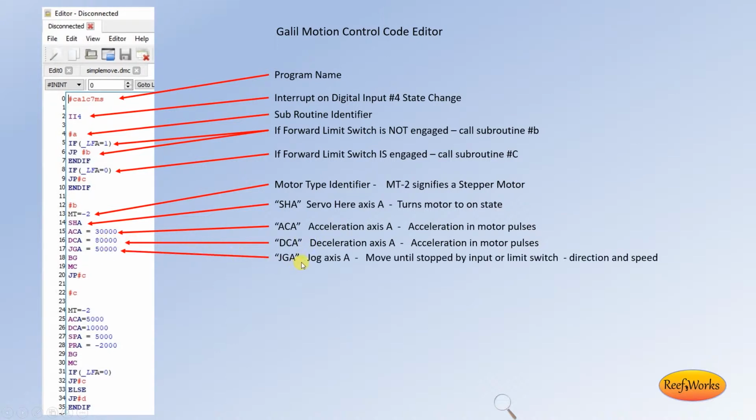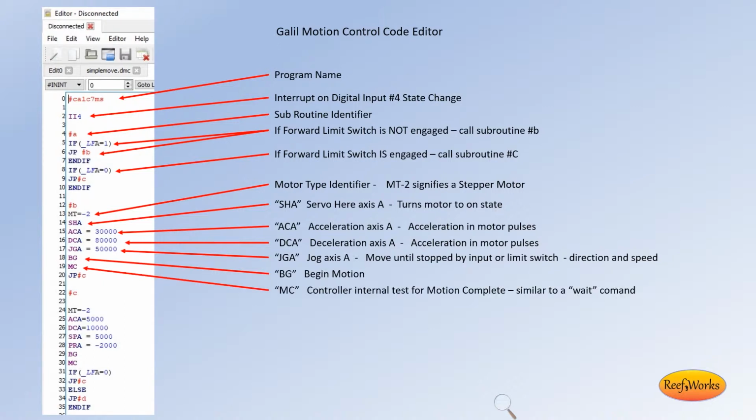second. And here's the jog. Now jog will move the A axis until motion has been stopped by either the interrupt or a limit switch. And the value, if it's positive, it moves forward. If it is negative, it will move in reverse. Then we have to start the action. So we've given the controller all of the information it needs to execute an action. Now we have to tell it to run that action. Now we want to wait on the controller until it's completed its action, so we issue the command MC.